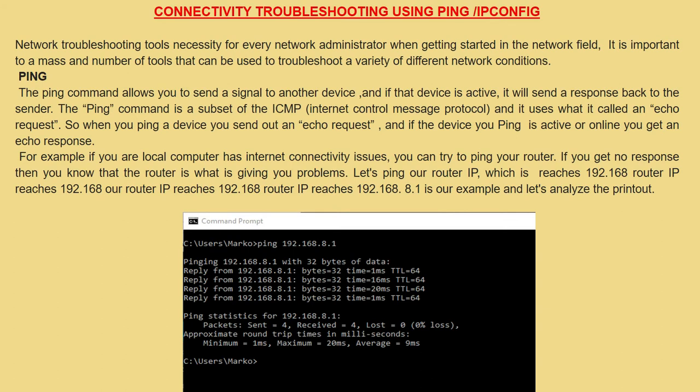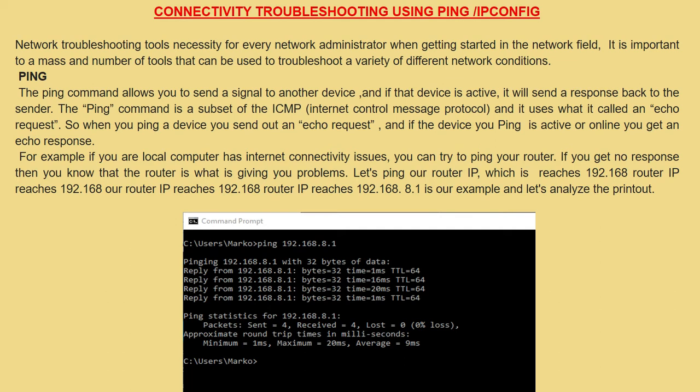Now see, connectivity troubleshooting using ping and ipconfig. So we have two commands, one is ping, another one is ipconfig. So why are these two commands used in networking? Basically to check the connectivity and to troubleshoot your network, with the help of the ping and ipconfig commands. Okay.